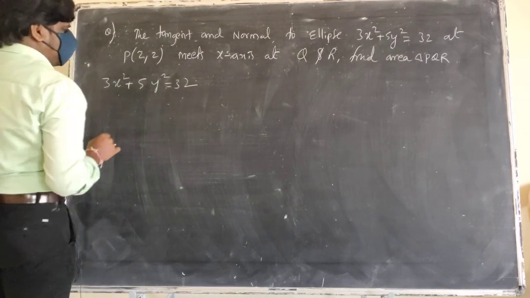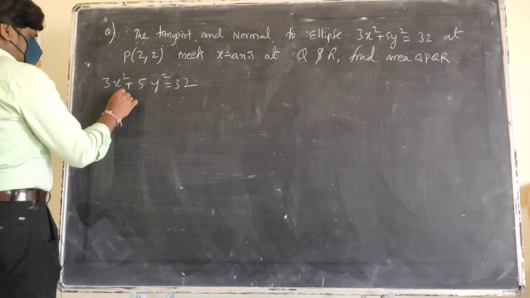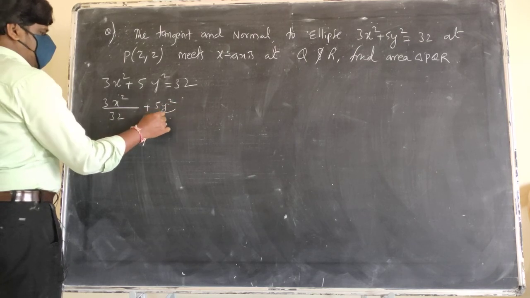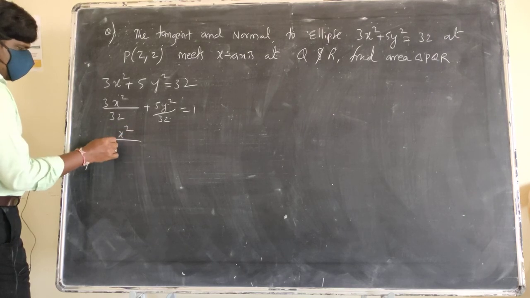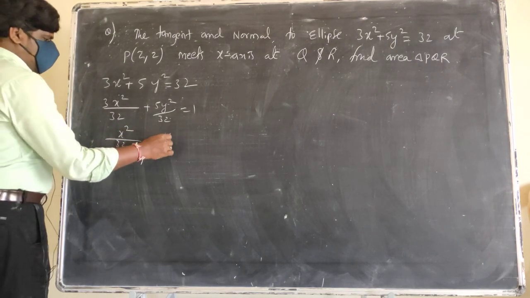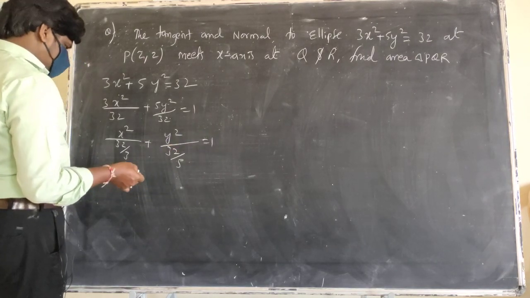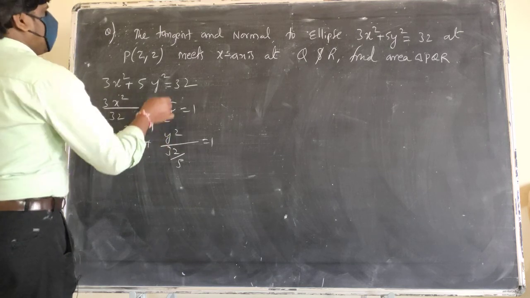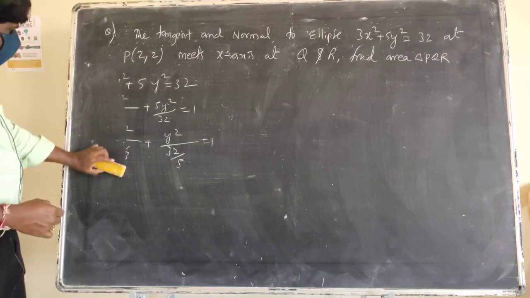Let's see whether it is a vertical ellipse or a horizontal ellipse. Divide by 32 on both sides. So x² by 32 plus 5y² by 32 is equal to 1, that is x² by 32/3 plus y² by 32/5 is equal to 1. But I think it is not that useful. These steps are not necessary because he is asking about the tangent.